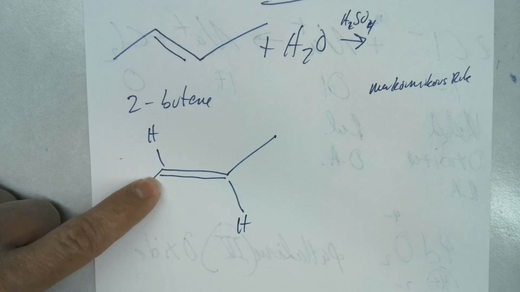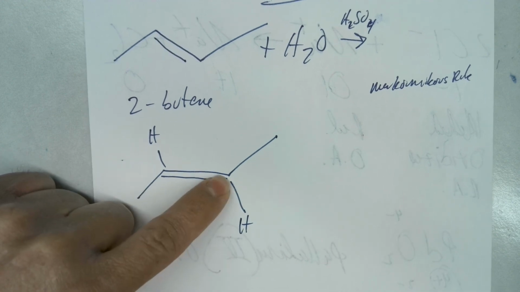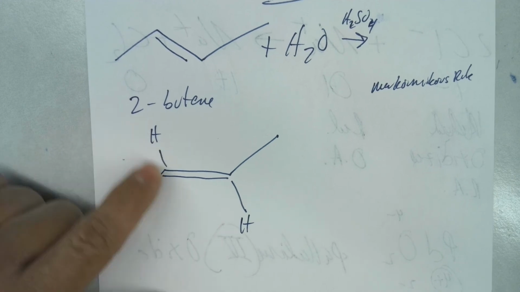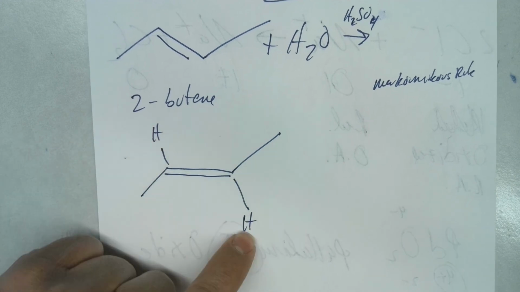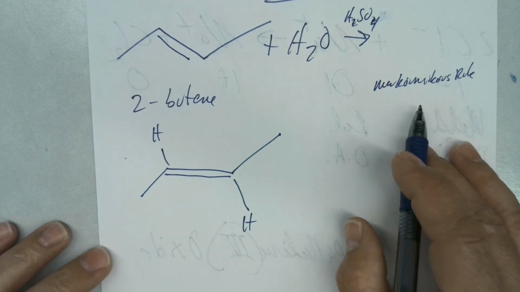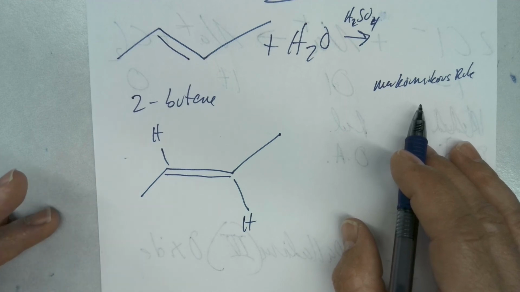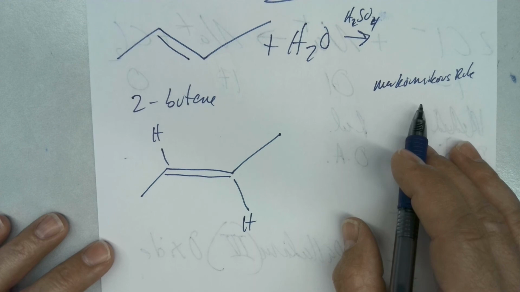That carbon's got 4 bonds, that carbon's got 4 bonds. So now look at this. This carbon's got 1 H. This carbon's got 1 H. Does Markovnikov's rule matter here? No, because they both have the same. Exactly, because they both have the same number of H's. You see what I'm saying?